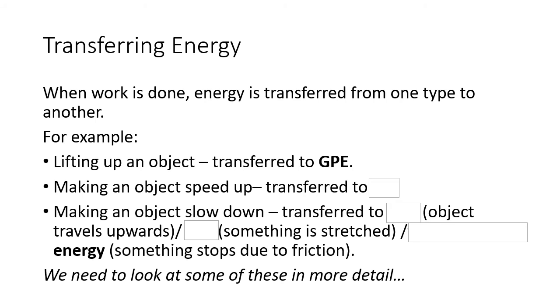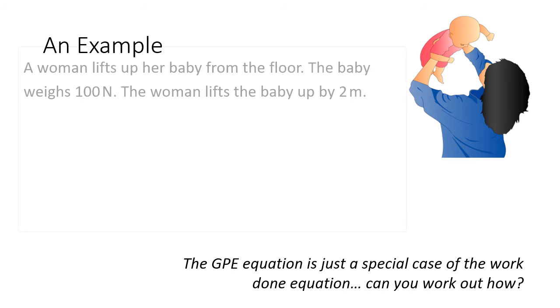When making an object speed up, that is kinetic energy transfer. Making an object slow down transfers energy to gravitational potential energy when the object travels upward. When something is stretched, it has elastic potential energy, and when something stops due to friction, it has thermal energy.